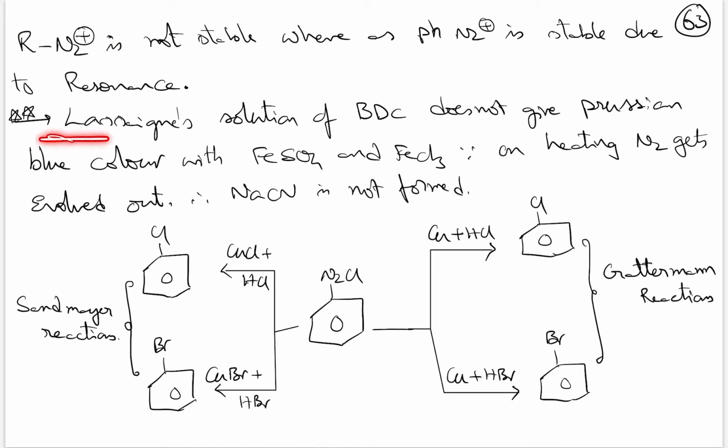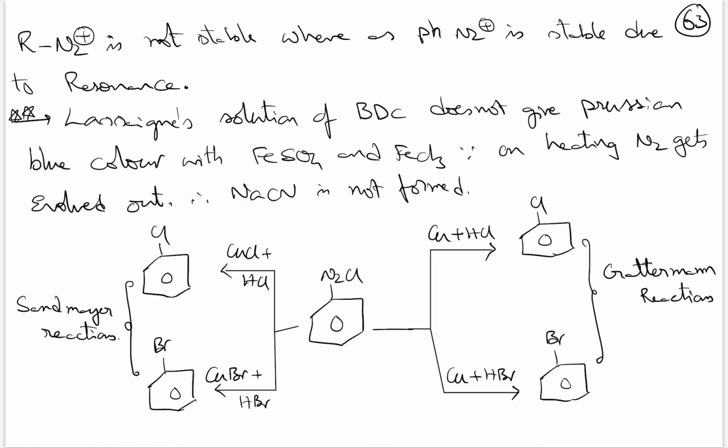And one very important point for competitive exams: the lassaigne's solution of benzene diazonium chloride does not give Prussian blue color with FeSO4 and FeCl3, because whatever nitrogen is present in benzene diazonium chloride, on heating it will get liberated as N2 gas, therefore there is no formation of sodium cyanide. When there is a formation of sodium cyanide, then there will be reaction with FeSO4 and FeCl3 resulting in formation of Prussian blue. But if that nitrogen is liberated in the form of N2 gas, there is no nitrogen, therefore no NaCN formation.